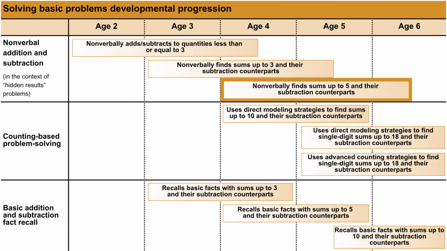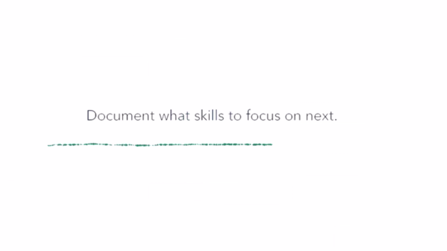Aurora's nonverbal addition and subtraction skills fall within the 3rd band on the developmental progression. Given that Aurora is 5 years old, her skills are within range of other children her age. Based on your observation and the number and operations and solving basic problems developmental progressions, what should be the teacher's next step with Aurora? Pause the video and jot down your thinking in your Teacher Learning Journal.